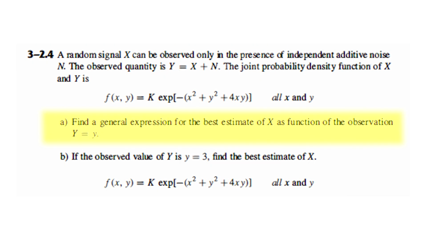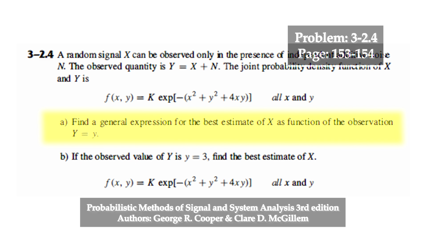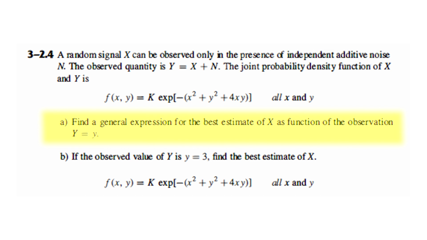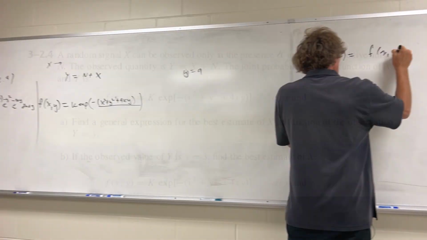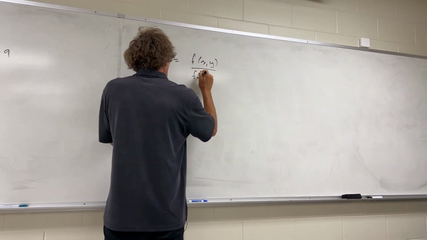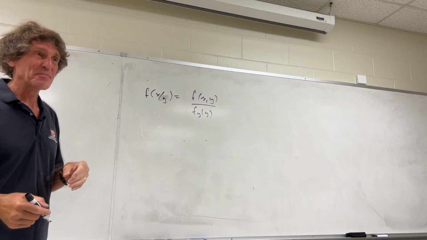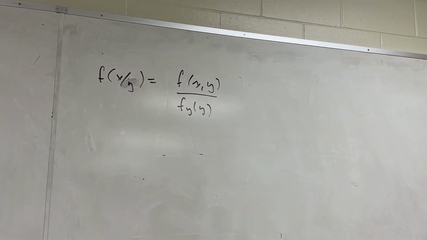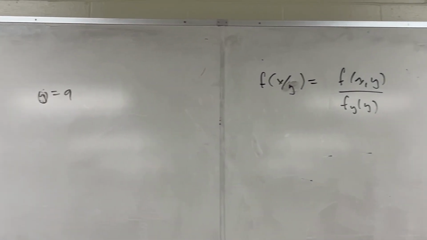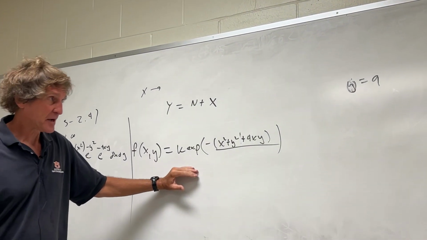But anyway, if we want the most probable value, he wants the expression for the best estimate of x as a function of the observation Y equals y. So he wants f of x given y, and that's equal to f of x comma y over f sub Y of y. So if we're going to do that, how do you get f of y? You have to integrate this with respect to x.